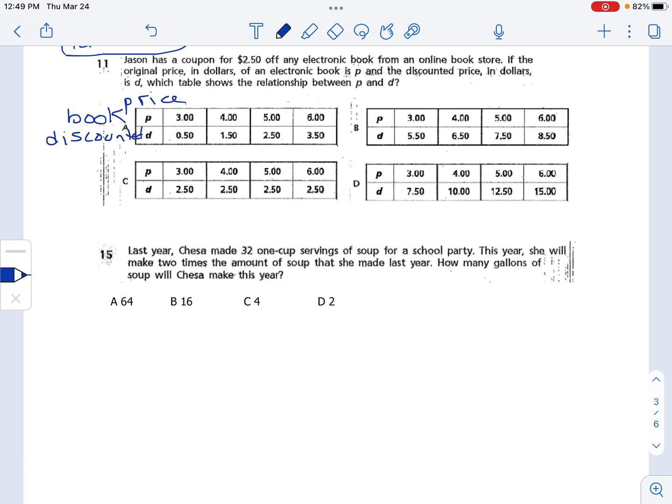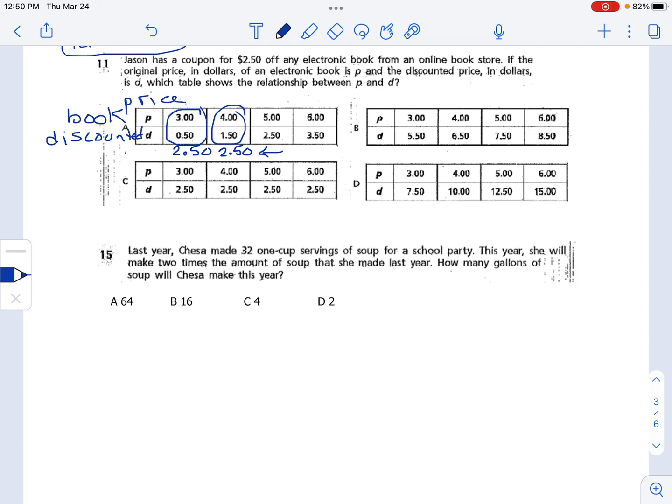So the discounted price needs to be $2.50 less than the book price. So we can do this part here mentally. $3 minus 50 cents is $2.50. $4 minus $1.50 is $2.50. So I'm subtracting the book price and the discount price to tell me how much was saved, how much was discounted. That's the value of the coupon. You could have done $3 minus $2.50 gives you 50 cents, or $4 minus $2.50 gives $1.50, right? So it looks like it's going to be option A.